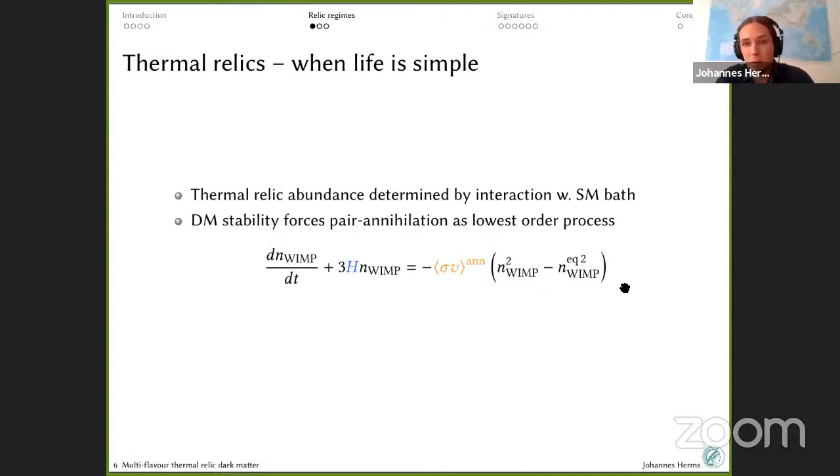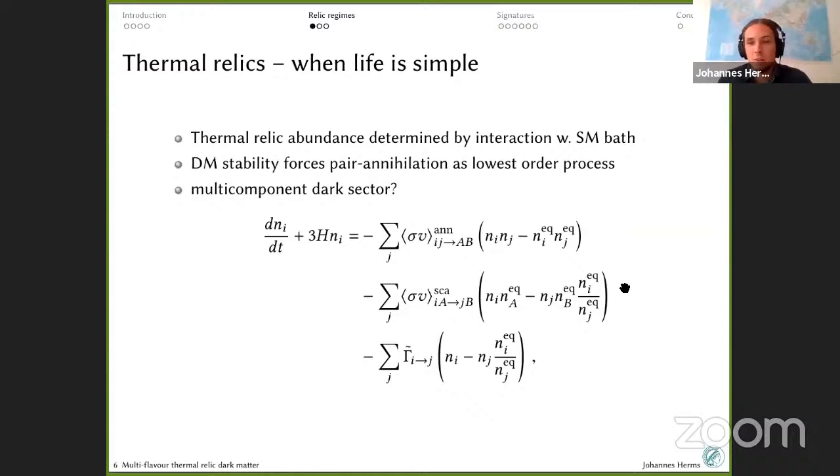Now, if we have a multi-component dark sector, things can look more complicated, right? In principle, any of these species can have its own Boltzmann equation with annihilation terms. They can annihilate with each other, with itself, into standard model particles. And then there's also conversion terms between the dark sector constituents from either scattering or decay.